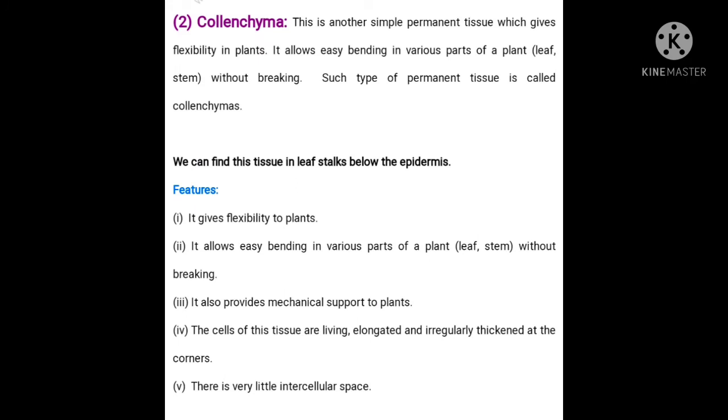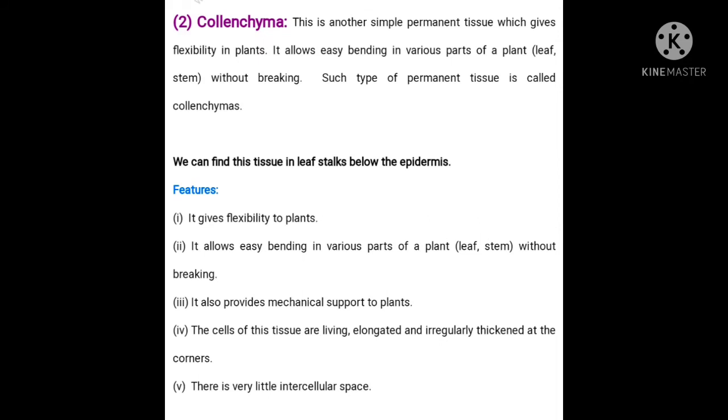Collenchyma is another simple permanent tissue which gives flexibility in plants. It allows easy bending in various parts of a plant like leaf and stems without breaking. Because of this collenchyma allowing the flexibility, the stem and leaves can easily get bent without breaking. Such a permanent tissue is known as collenchyma.